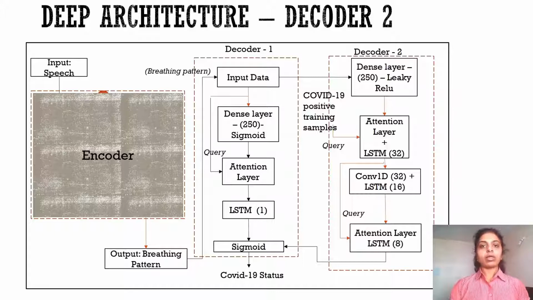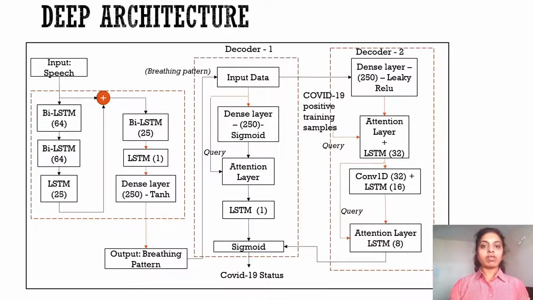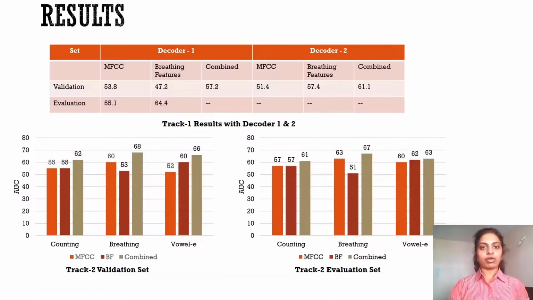In Decoder 2, the input layer has a leaky ReLU activation function. It has an additional 1D convolution layer in between 2 attention layers. Each layer is followed by LSTM layers having 32, 16 and 8 nodes respectively. The COVID-19 positive samples' feature vector average is the query for the first attention layer. Again, the last output layer has a sigmoid activation function.